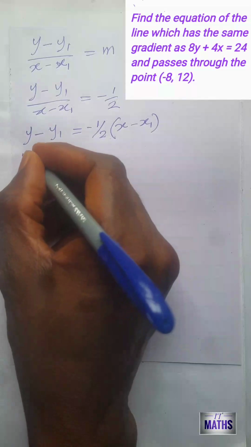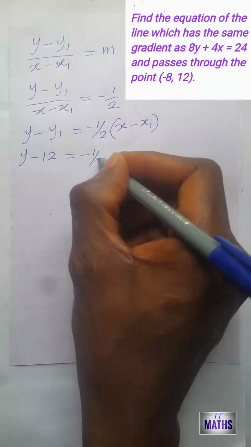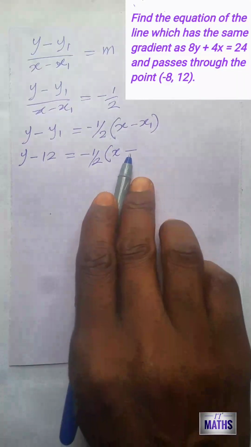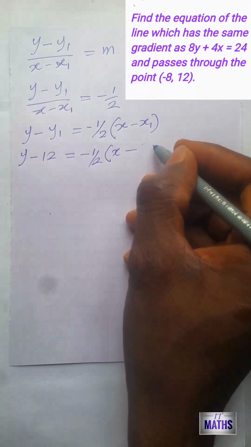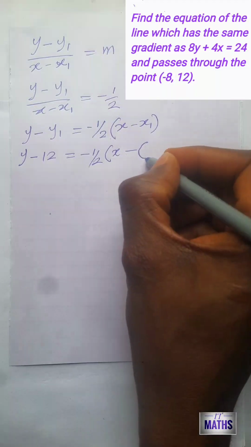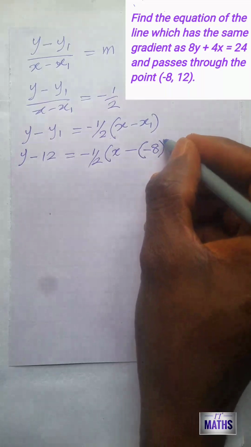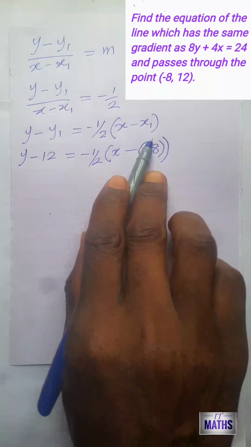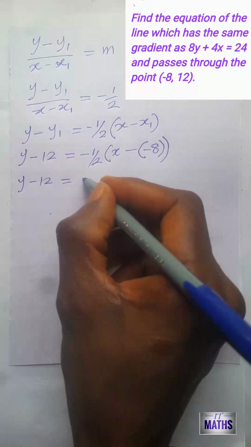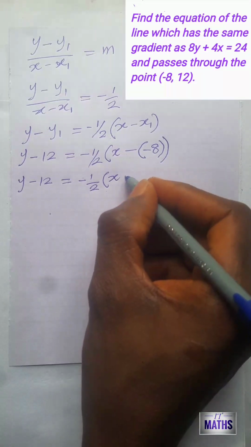So let's substitute that. That becomes 12 is equals to minus 1 over 2 times x minus, x1 is minus 8. Some students make the mistake of writing 8 here, thinking because they are seeing minus 8 that is it. No, that is not correct. This is x now. You just wrote x now. You didn't write x before. Okay, so please take note. So that becomes y minus 12 is equals to minus 1 over 2, x plus 8. Minus times minus is plus.